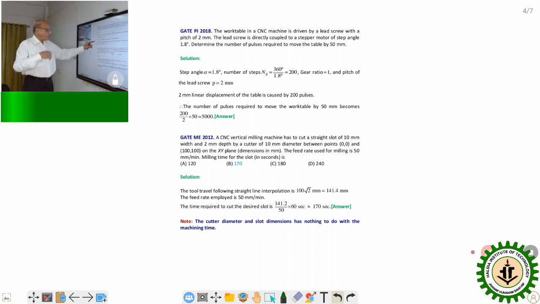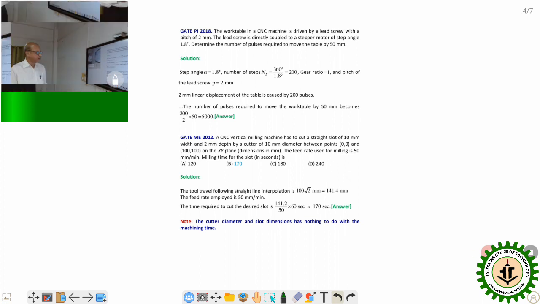So one complete revolution of the motor will give a similar rotation of the lead screw, because there is no gear. That implies 200 pulses will cause one complete revolution of the stepper motor, and hence the lead screw, and one complete revolution of the lead screw corresponds to p millimeter movement. So 2 millimeter linear displacement of the table is caused by 200 pulses.